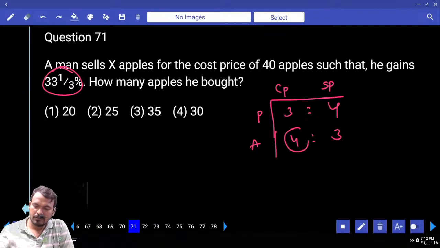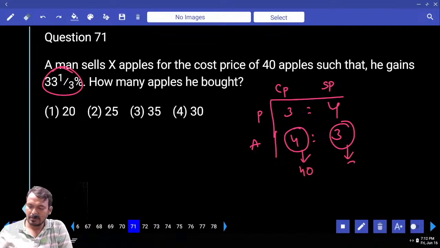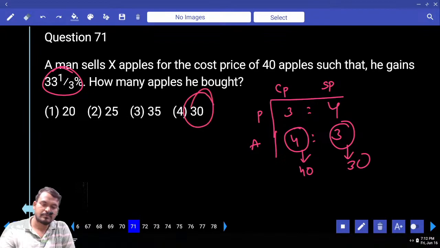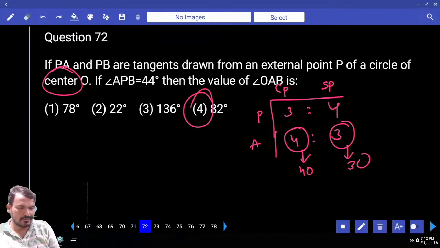CP how many parts? 4 parts of articles. SP 3 parts. What are the 4 parts? 40 articles. Then 3 parts are 30 articles. Next question number 72.